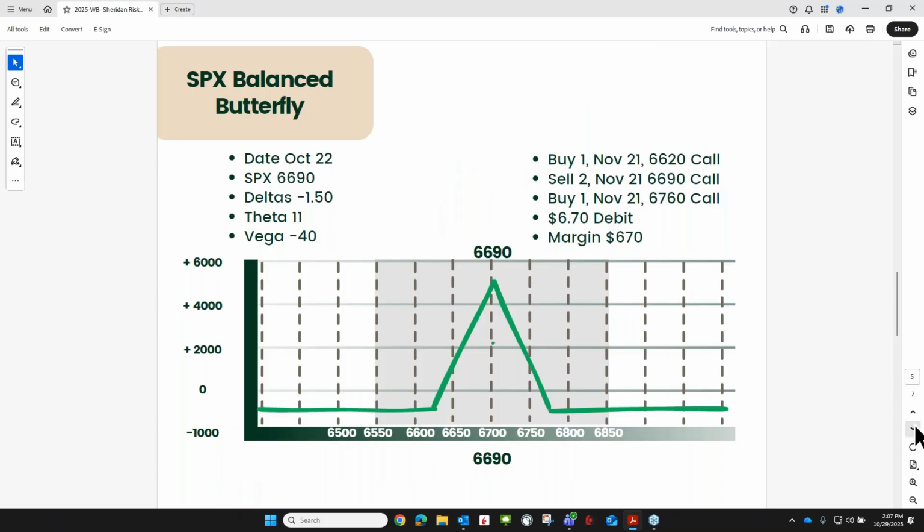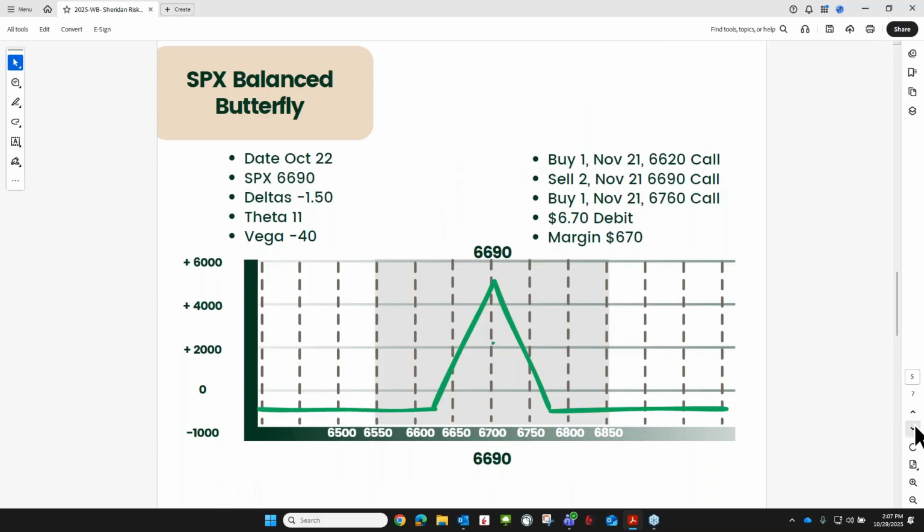But when you look at a balanced butterfly, one thing that's important to know is if you look to the left, you can see the date I put this on, or I looked at this example, Oct 22. So we were doing a Nov 21, about 30 days out. So Dan, would you normally do these maybe 3 weeks, 4 weeks out? Yeah, generally. Sometimes you could do it 2 weeks, but I would say more than that, I'll do these type of butterflies 3 weeks out.